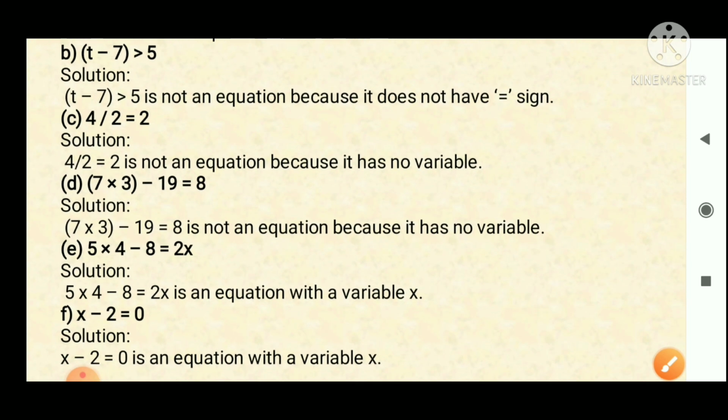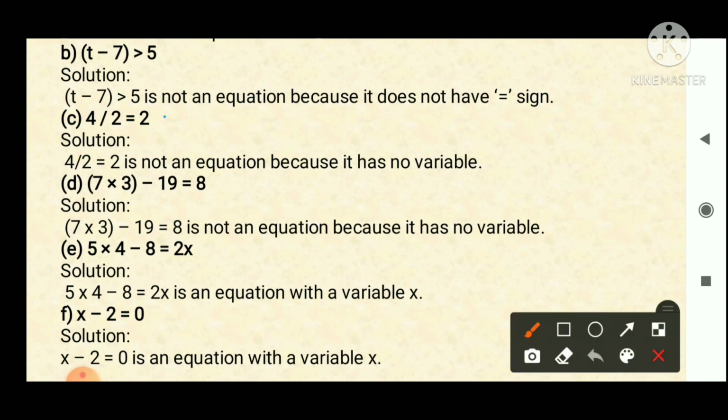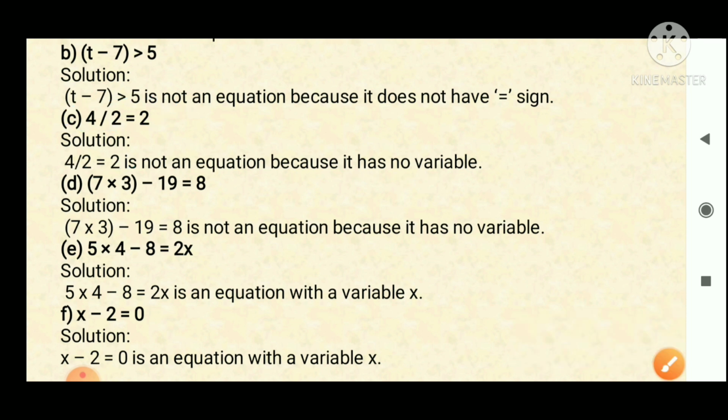Now next example, 4 upon 2 is equal to 2. See students, if you observe both sides of this equation, a variable is not used. We can say that this is an equation but without a variable. So we have to state whether the given equation is an equation with a variable. What is our answer? 4 upon 2 is equal to 2 is not an equation with a variable because it has no variable.